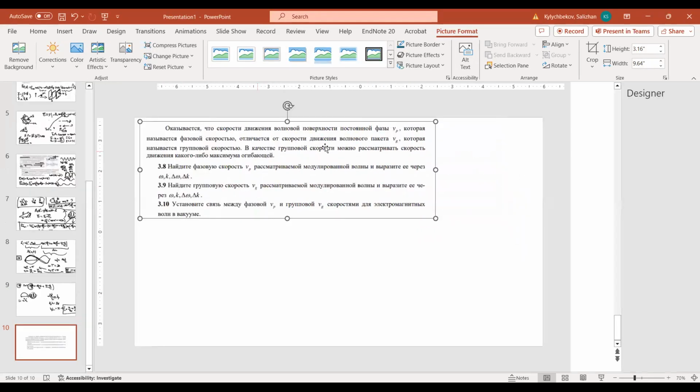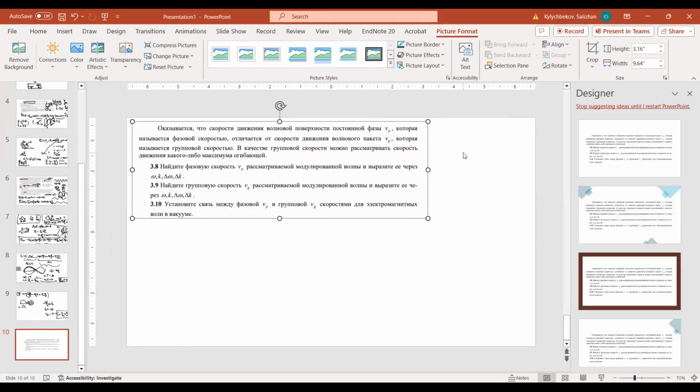Оказывается, что скорость движения поверхности постоянной фазы VP, которая называется фазовой скоростью, отличается от скорости движения волнового пакета V-group. То есть phase velocity бар и group velocity бар, да? Мұны квантовая механика для көрген болсаңдар керек. Даже если не знаете квантовую механику, it's still not a problem. Квантовая механика не дейді.